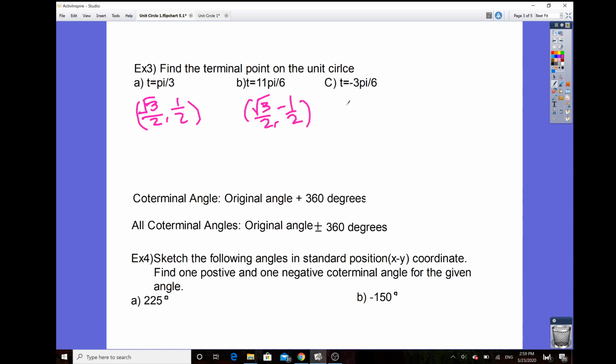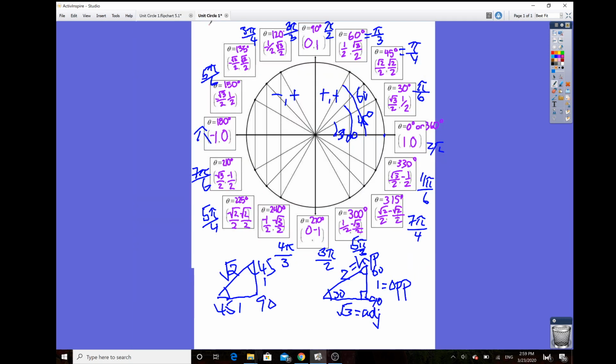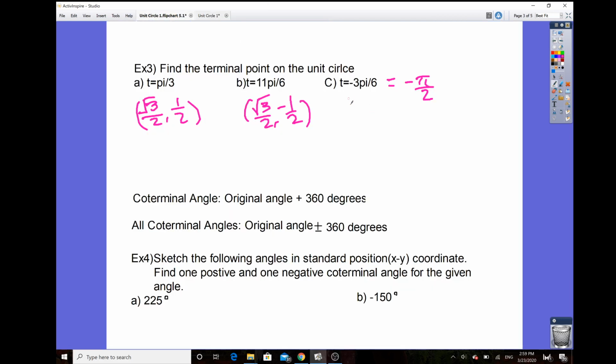And then negative 3 pi over 6. This one's a little bit different. The first thing you want to do is reduce it. This one turns out to be negative pi over 2, because I divided by 3 on top and the bottom. If the angle is negative pi over 2, that means you're going clockwise instead of counterclockwise. So negative pi over 2 is down here: 0, comma negative 1.